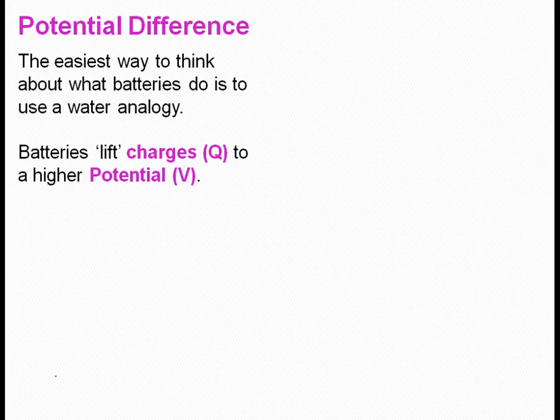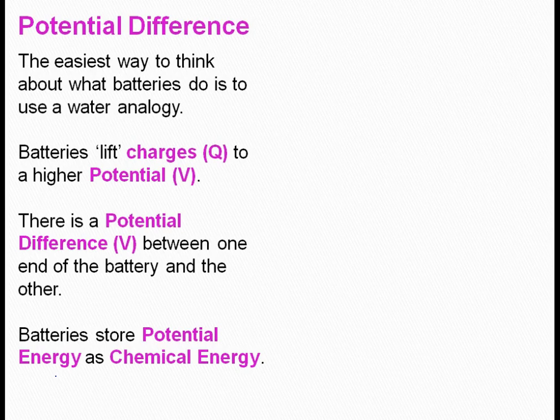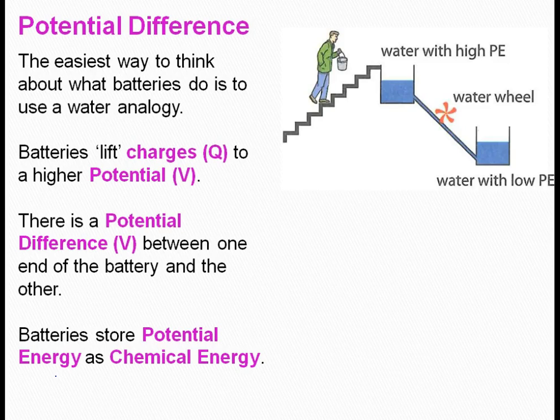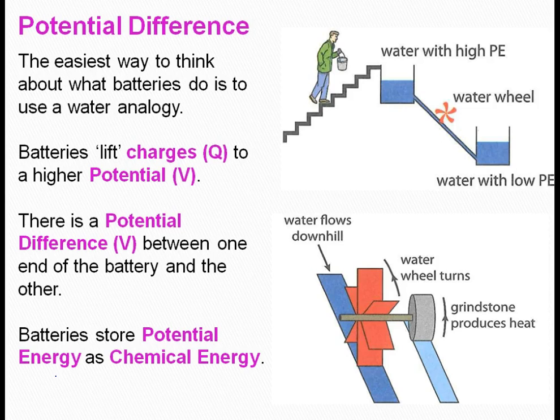The easiest way to think about what a battery does is to use a water analogy. Again I am telling you regarding the water analogy. Like this. What is happening? A charged particle is moving with extra energy from the low potential energy to high potential energy. When they go to the high potential energy, they can easily come down to the low potential energy and they can do the work. Like this.